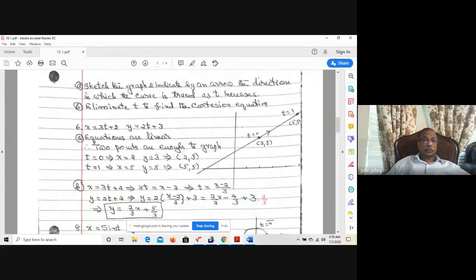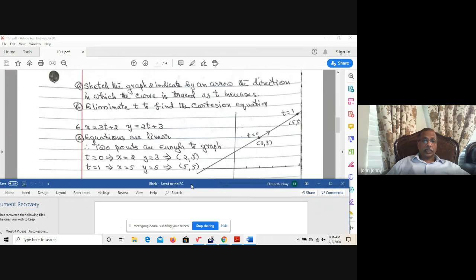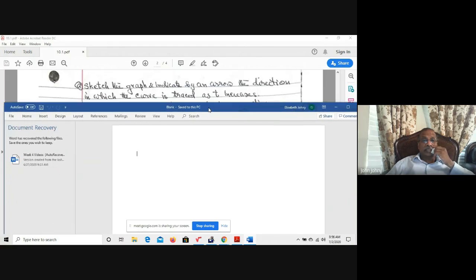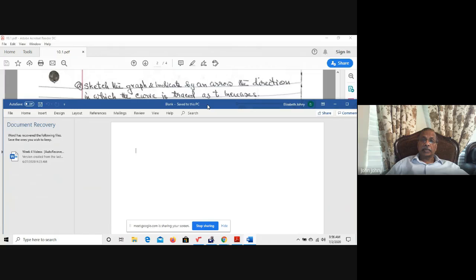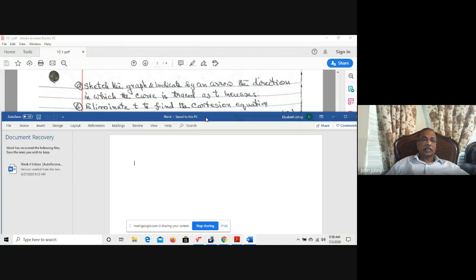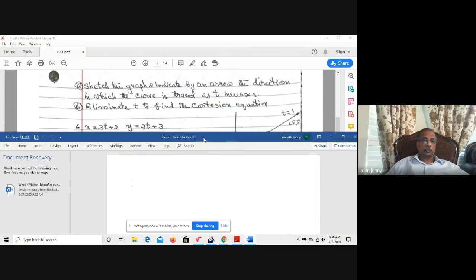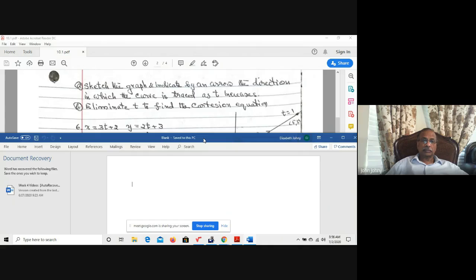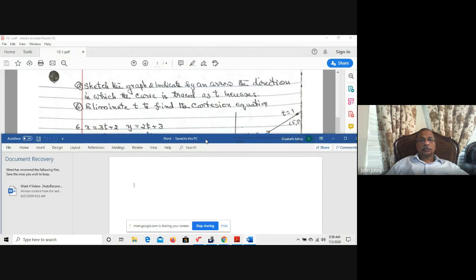And here we are going to start with the problems from the book. Starting from number 6, here is the question. Sketch the graph and indicate by an arrow the direction in which the curve is traced as t increases. Eliminate t to find the Cartesian equation. So the question is x is equal to 3t plus 2, y is equal to 2t plus 3.